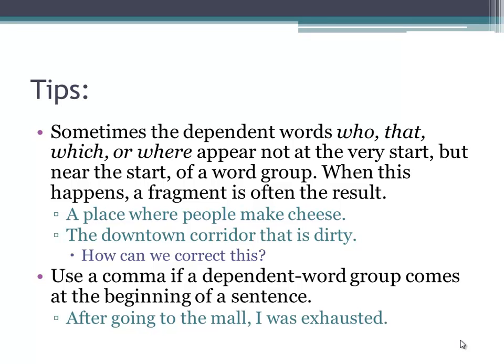So thinking about the tips, looking at the fragment, a place where people make cheese. What is the sentence missing? What about the place? What is the name of a place where people make cheese? A cheese house, a cheese factory. So a place where people make cheese is a cheese factory, or a cheese factory is a place where people make cheese. Either way, we put our subject before or we put our subject after.